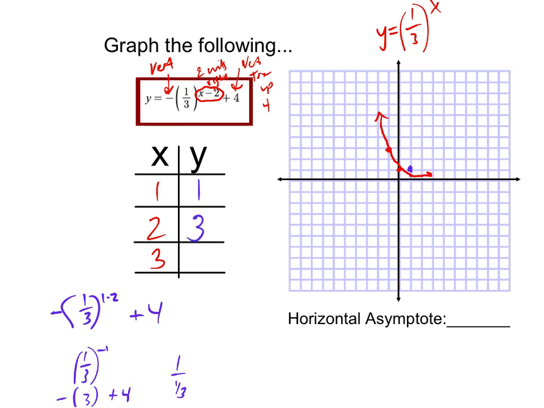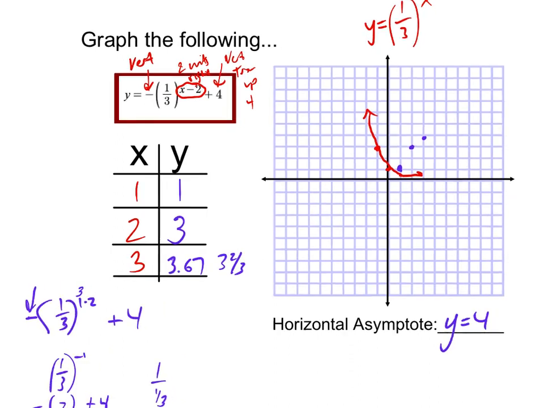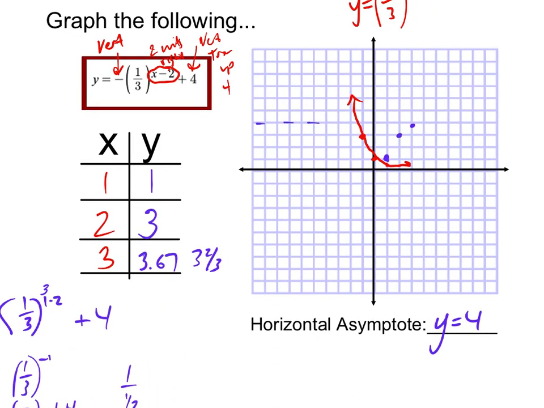And if I put a 3 in there, that would be 1/3 to the 1, which is 1/3, -1/3 because of the negative out front. So -1/3 plus 4 would be actually 3.67, or 3 2/3. So that would be 2, 3, and then 3 2/3. And what's going to happen is, because of the plus 4, I do have a horizontal asymptote here at y equals 4.